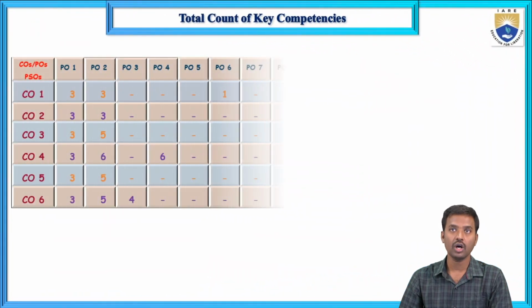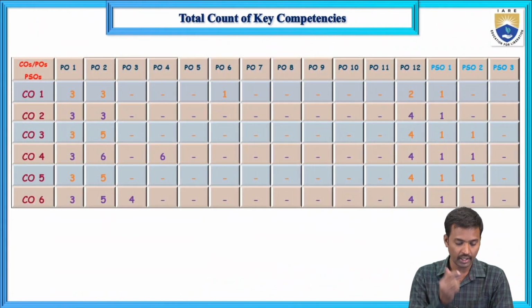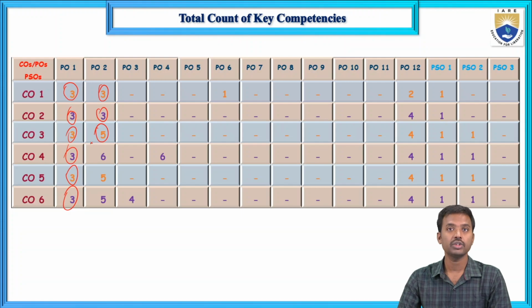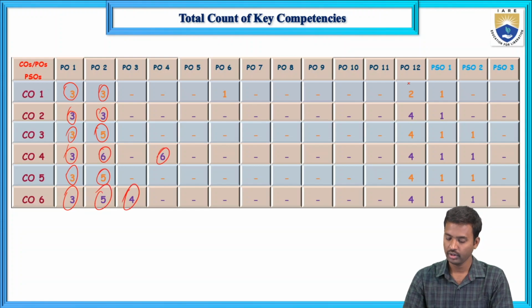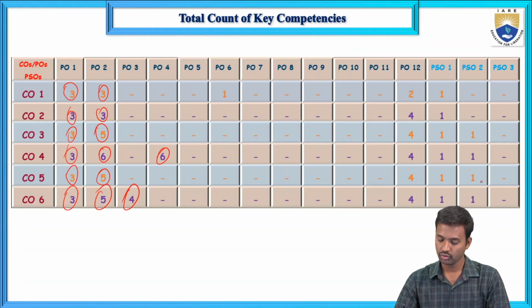Next, the total count of key competences. The mapping is the same, but here the count is 3 for CO1 and PO1, then 3, 3, and 5 for CO3 and PO2. Here this is 6, this one is 5 and 4, and this is 6 and 4. And next, for the PSOs, 1 and 2, then 4, 4, 4, 4 and 4.